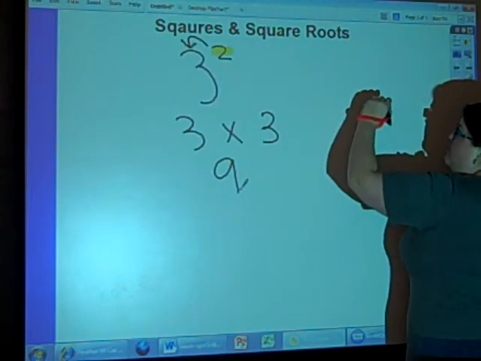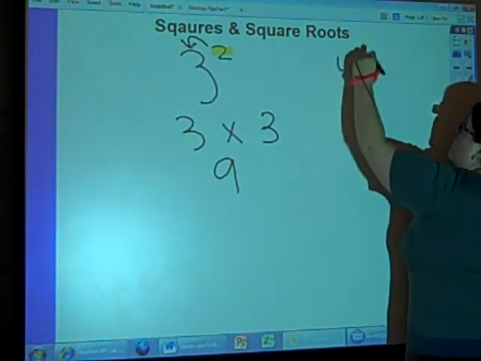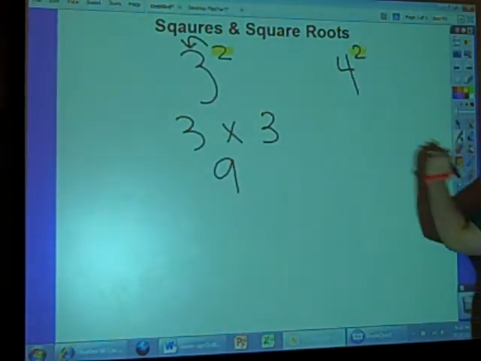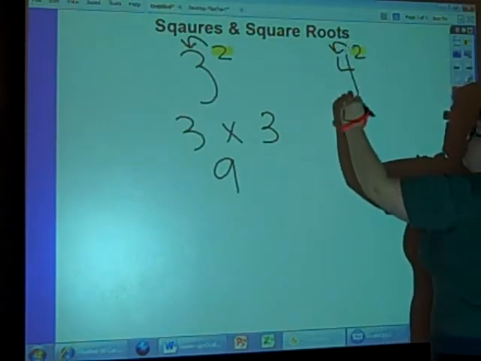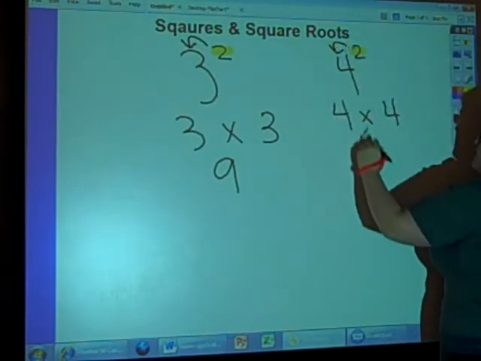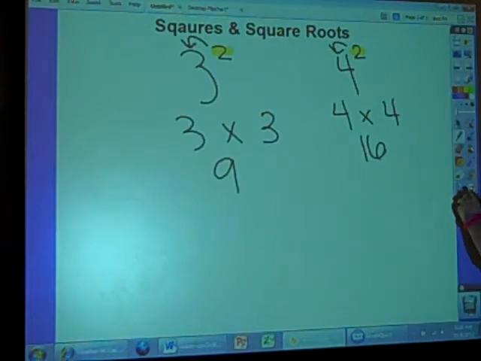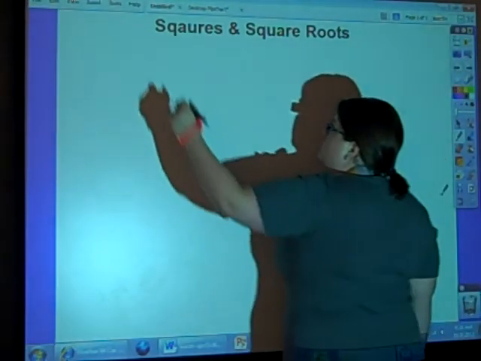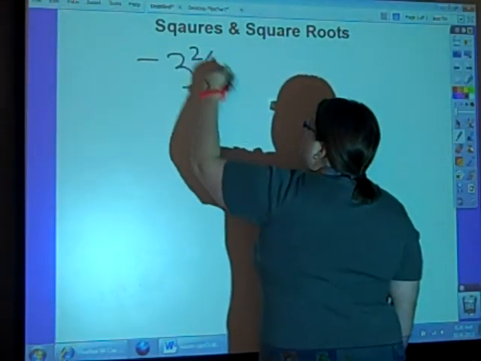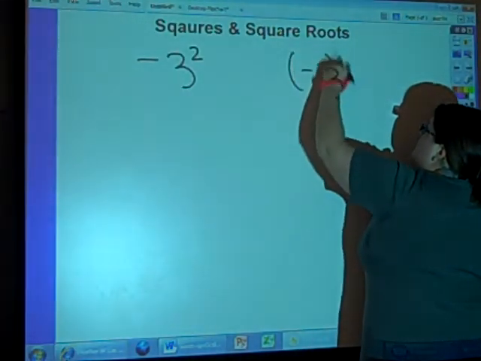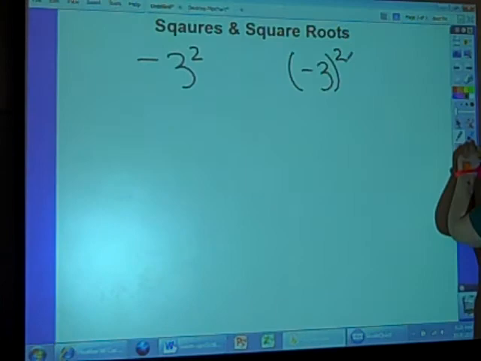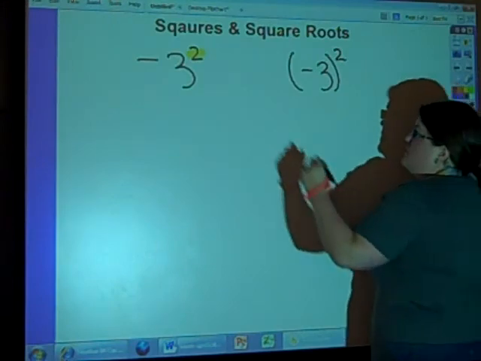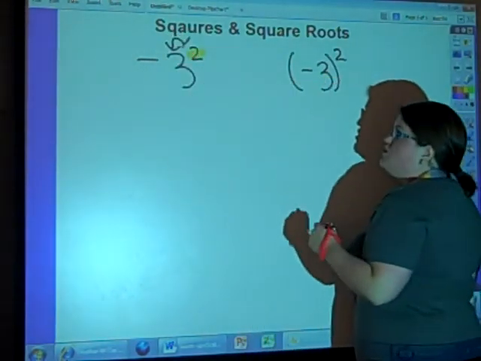So let's look at if we have 4 squared. My power, my exponent, is 2. It tells me that I'm going to see what's next to it. I'm going to see that 4 two times, and I multiply them, and I get 16. What's tricky is when we start getting negatives involved with it. So we're going to take a look at the difference between these two. Don't forget, my power, my exponent, tells me exactly how many times I'm going to see the number directly next to it. Directly next to it is the 3.